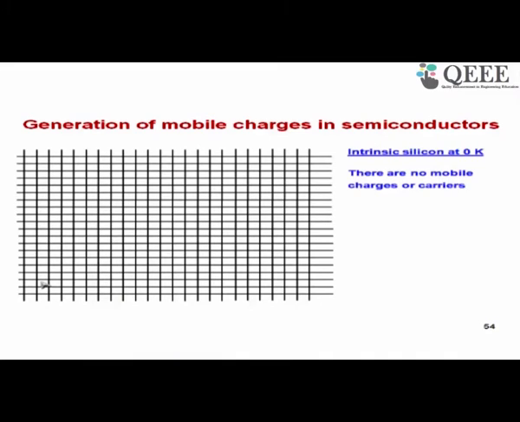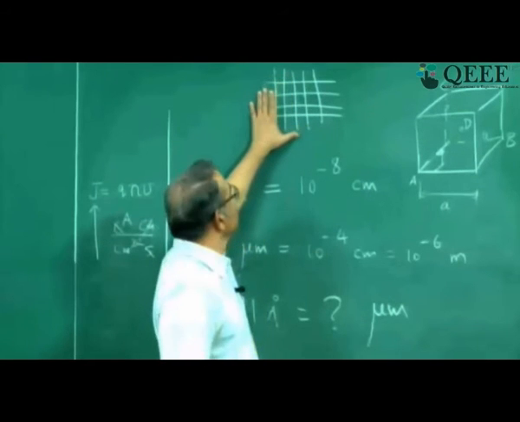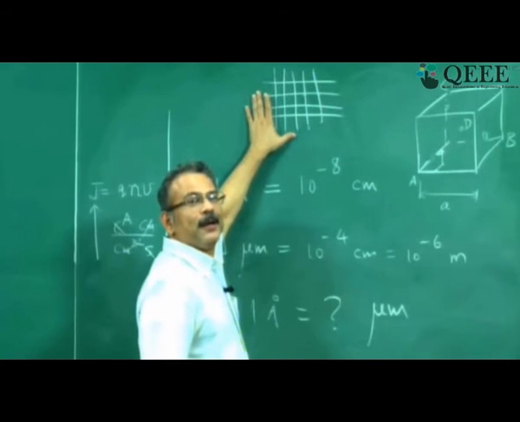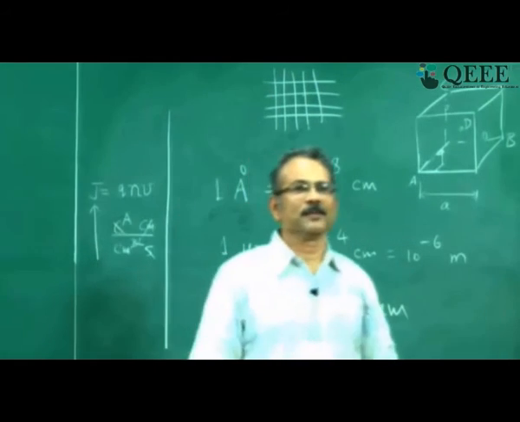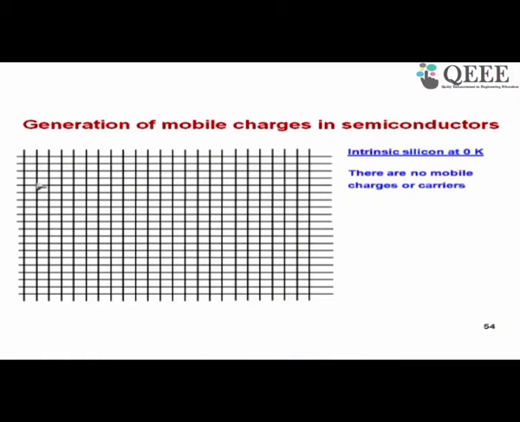Now what is the picture of intrinsic silicon at 0K? What is the meaning of the word intrinsic? You can assume that the word intrinsic means almost pure, right, which has no defects and so on. At 0 Kelvin, the picture is as shown here. This is the two-dimensional arrangement of atoms that we have drawn on the board. The same thing is shown here. Intrinsic silicon at 0K, there are no mobile charges or carriers. You can see here that all silicon atoms are bonded to 4 nearest neighbors. That is what this matrix here shows, horizontal and vertical lines. Each point of intersection is a silicon atom.